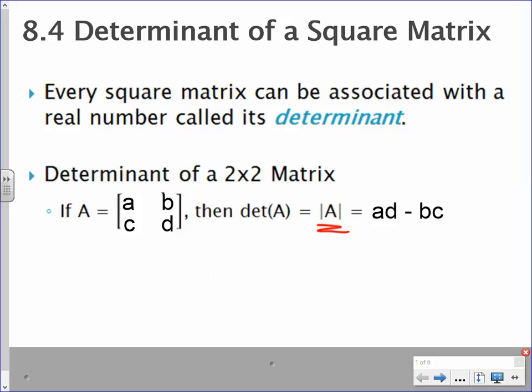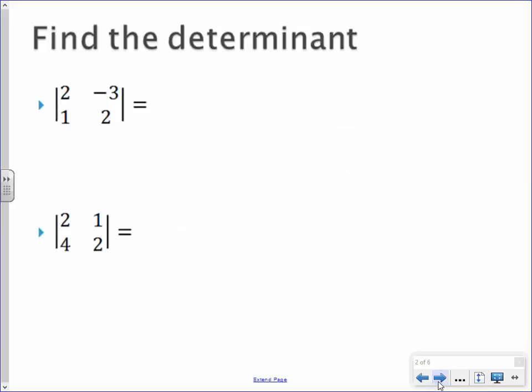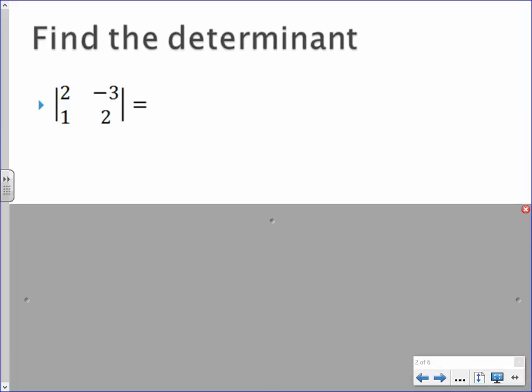Okay? So, as you recognize, AD minus BC, criss minus cross, is exactly how we find the denominator for the inverse. Okay, so let's practice. Go ahead and write this down. Notice how instead of the brackets, this matrix has those straight up and down bars. That means we're finding the determinant of the matrix.